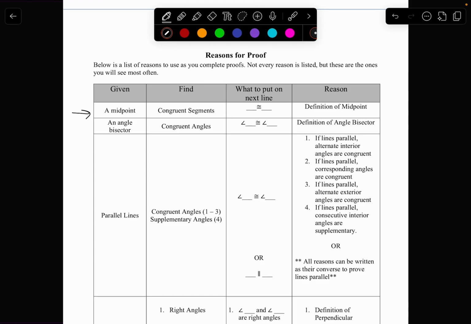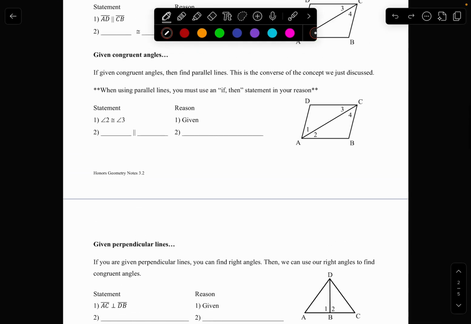Once you find those congruent segments, then you write something that looks like this. Segment whatever is congruent to segment whatever. And your reason will always be definition of midpoint. So anytime you're given a midpoint, the proof should have all of this information in there, just like we had in that proof that I just did for you, okay?